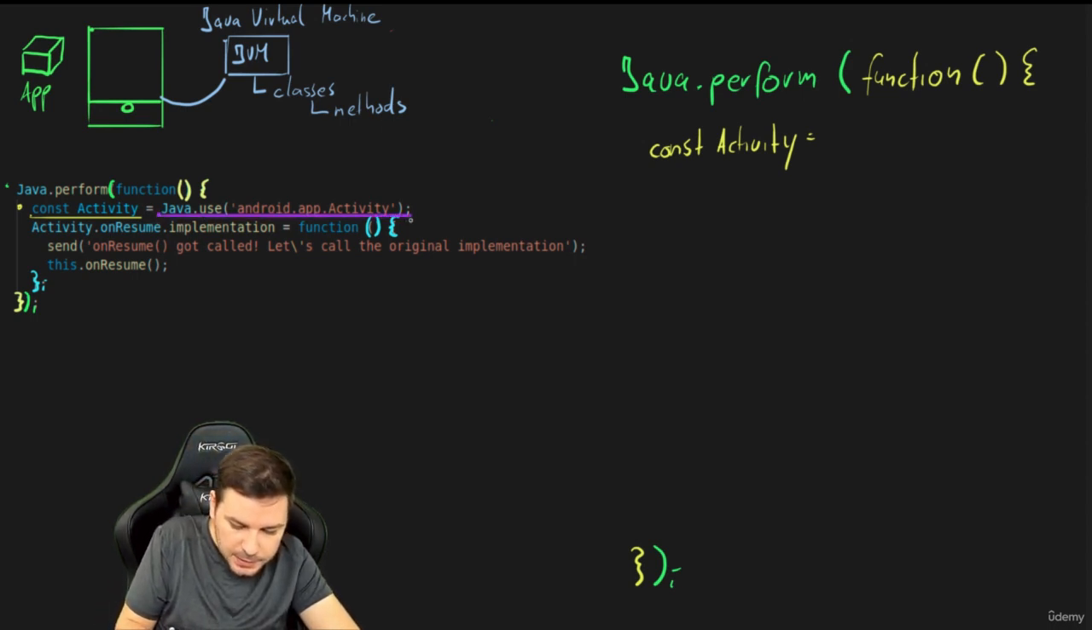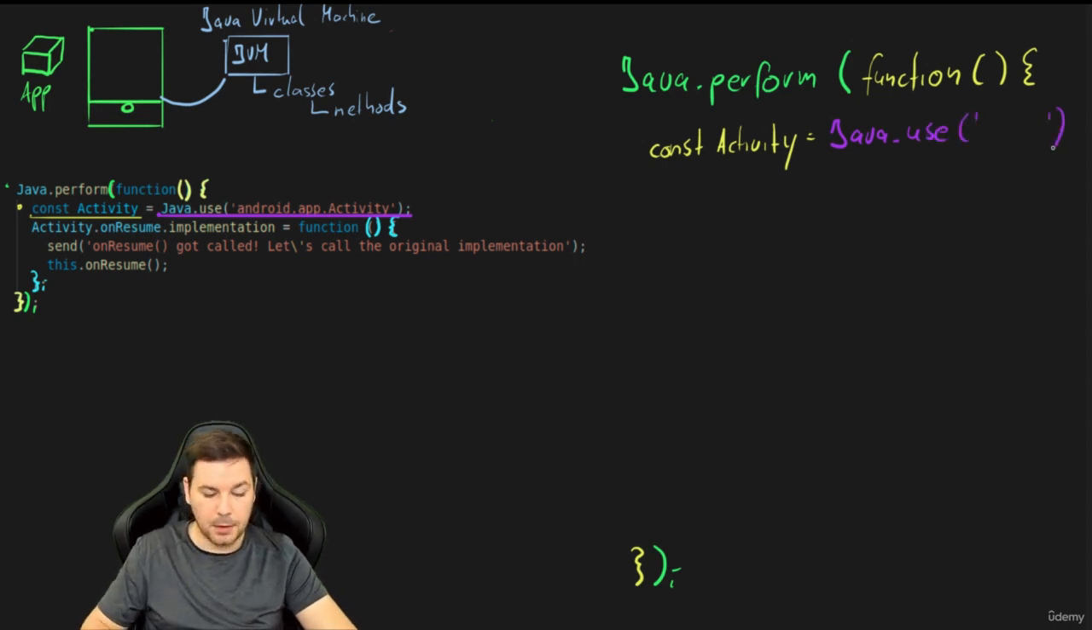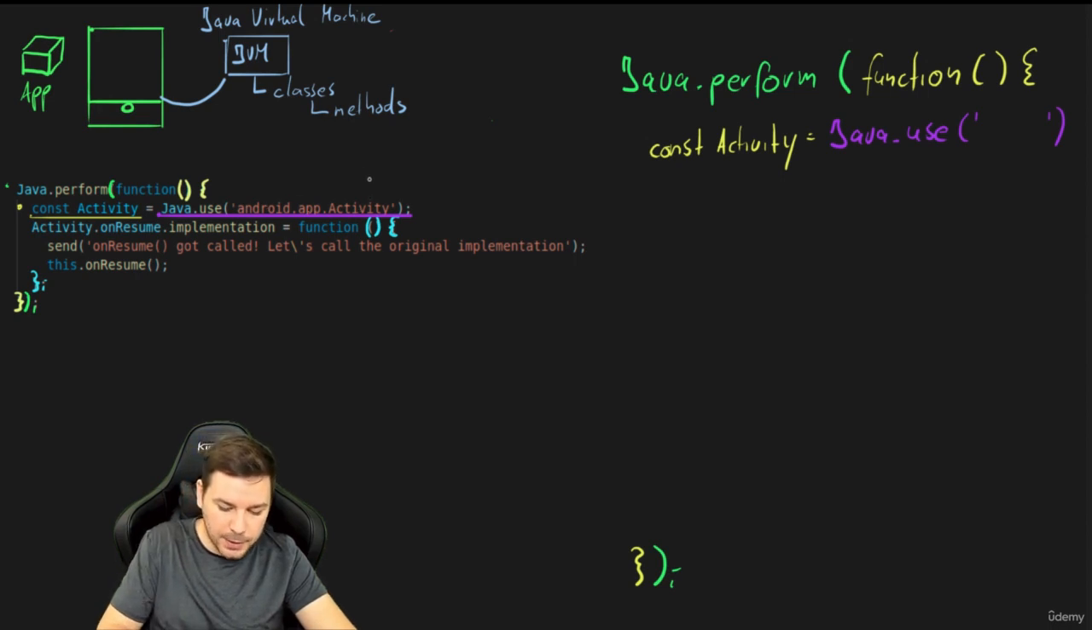java.use. This is another function call. So let's write this down: Java.use. Okay, what is java.use doing? First, let's figure out what the parameter of this function is. This one over here is android.app.Activity. This is now a class reference. The package name is android.app, and the class name over here is Activity.